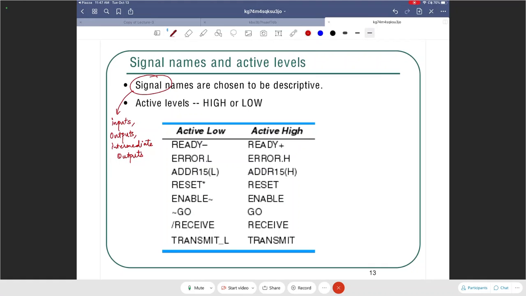So we have a classification here in terms of signals, active low and active high. Let's try to define them. What is active low and what is active high? Let's do active high first, because that is something that you guys have been seeing so far. A signal is active when high, or when it is asserted. Inactive when low.